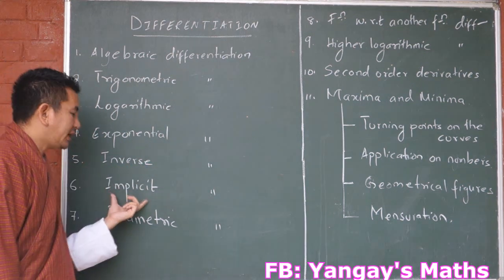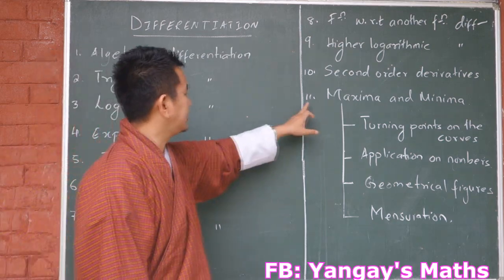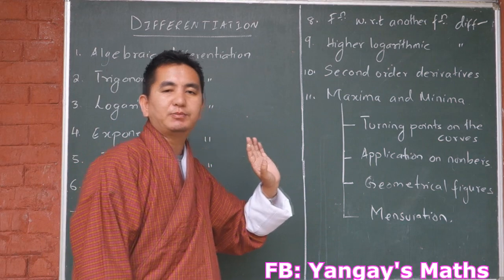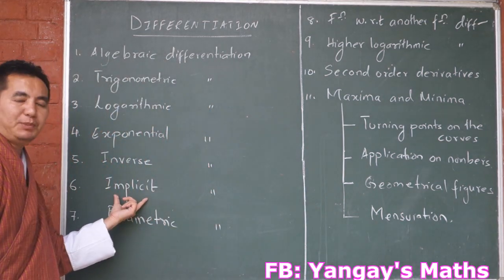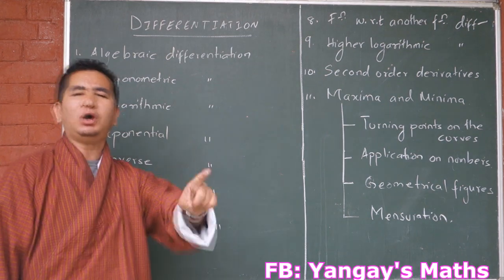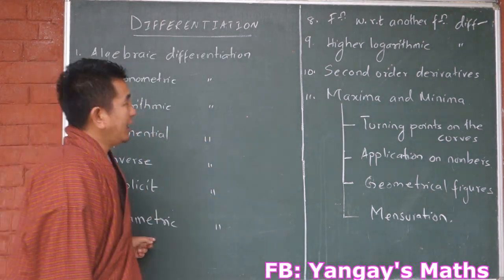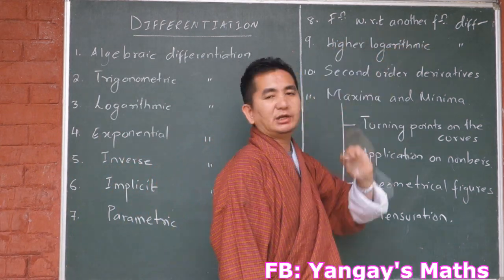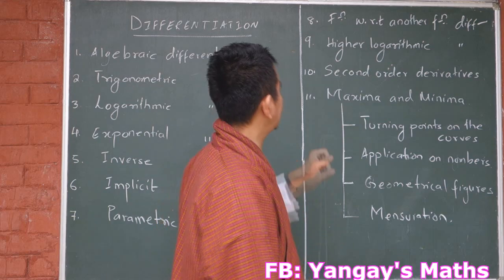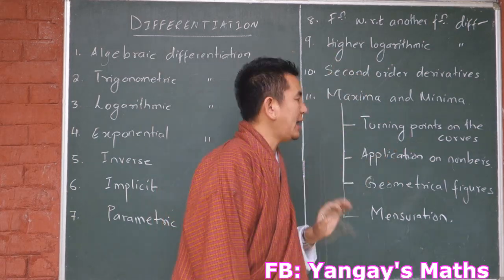Now when it comes to implicit, science will do all the points here till 11, all the questions, all the sub chapters. But commerce students will do only the implicit question which is purely based on algebraic. Okay, implicit, parametric, and the function with respect to another function. No need to go with the higher logarithmic for commerce and arts students. Second order as well.